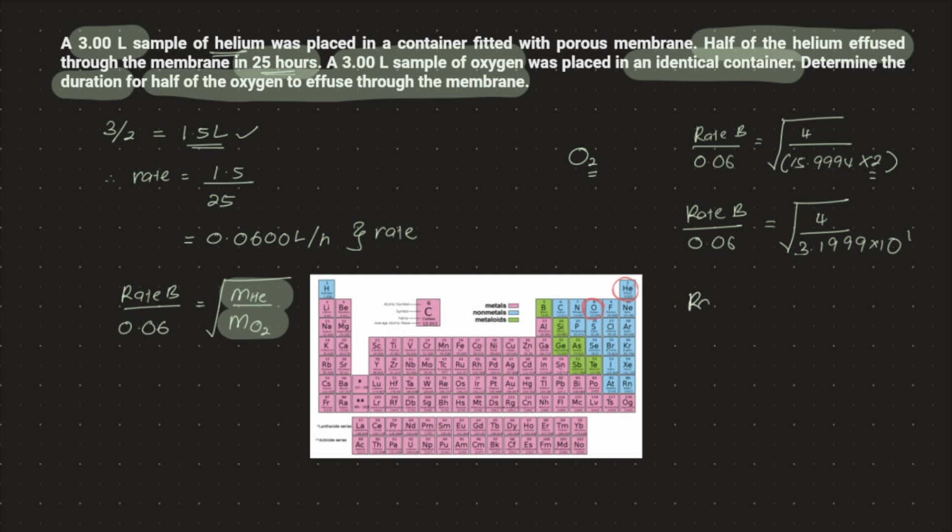Therefore, rate B divided by 0.06 is equivalent to 0.3536. So we can write rate B is equivalent to 0.3536 times 0.06. Therefore, you will get 2.1216 times 10 to the power of negative 2.